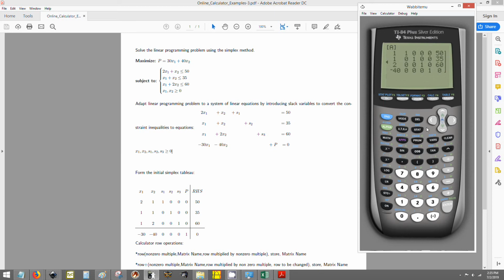So now we're going to do the first row operation in order to do the simplex method. Now, in order to do the first row operation, we first have to select the pivot.